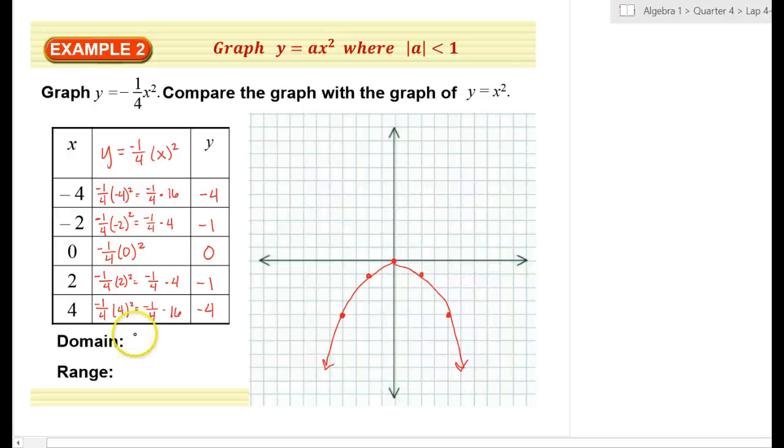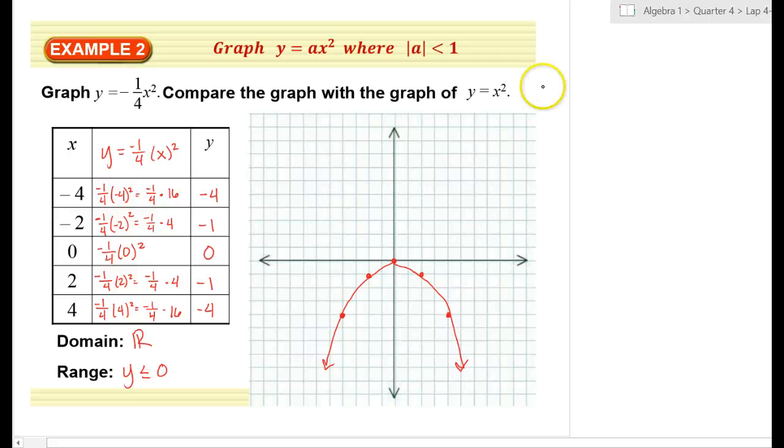Like I said, for any parabola, the domain is all real numbers. Now my range. If we look, there's no positive y values up here. My graph starts at y equals 0. That's also my max, so the rest of the graph is below 0. So my range is going to be y is less than or equal to 0. So there's my domain, there's my range.